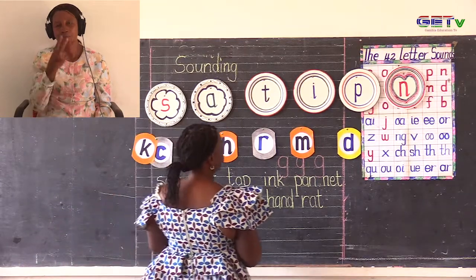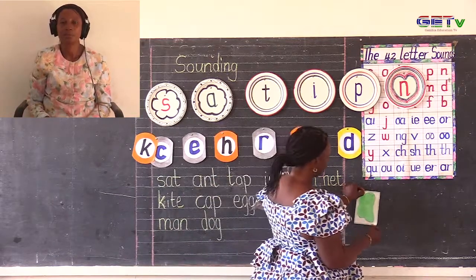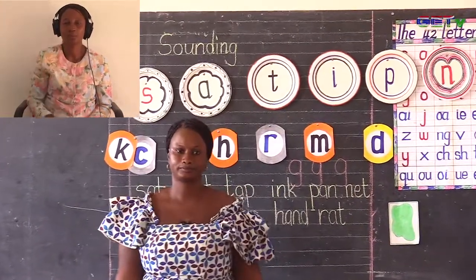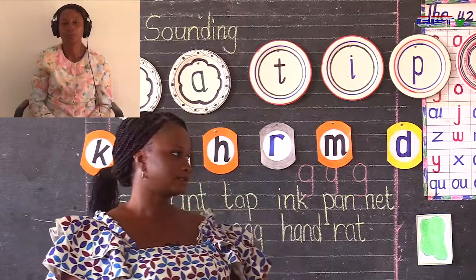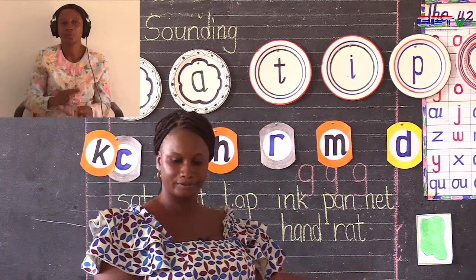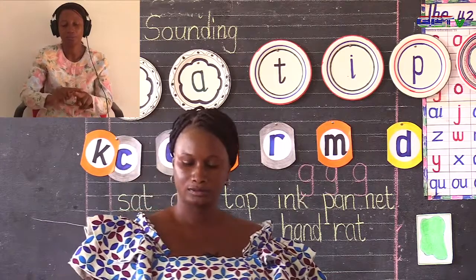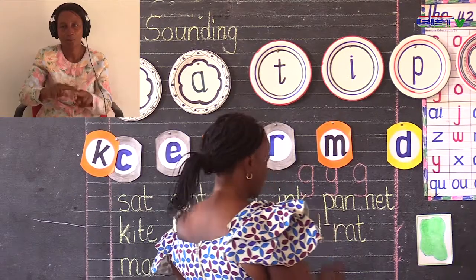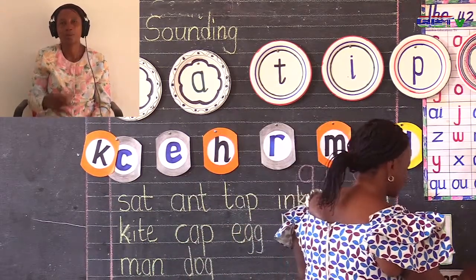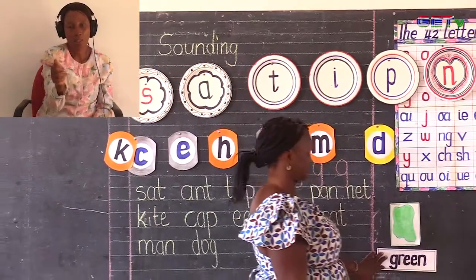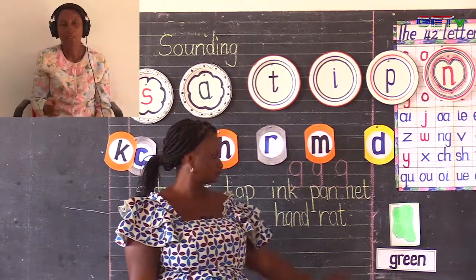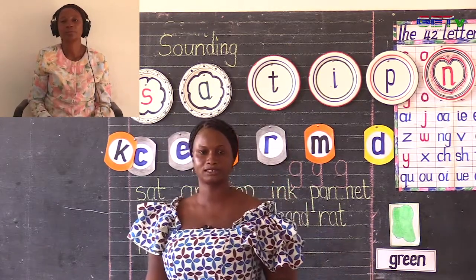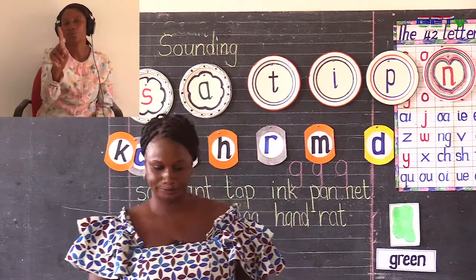Now, look at this card here. Look at this. Some will tell me this is color. Am I right? That is green. Green. So if you look at green, the spelling of the word green has the initial sound G. Green, green, G. Because we are only interested in the initial sound.